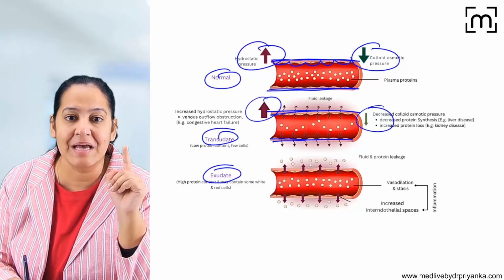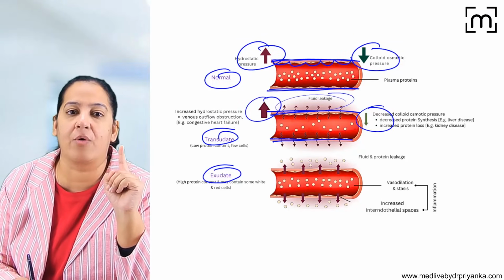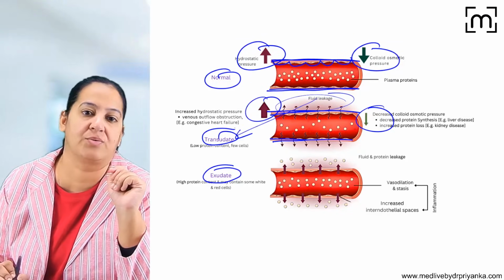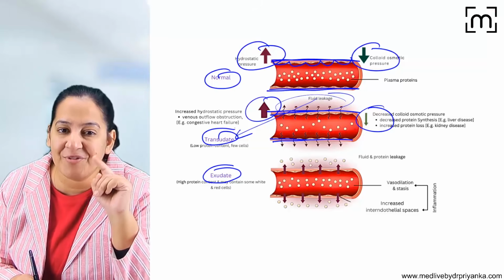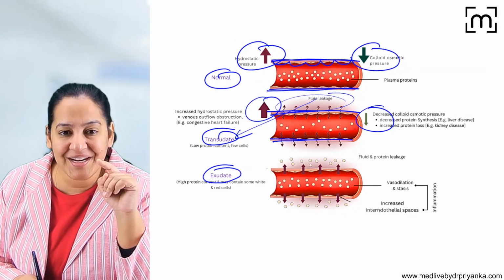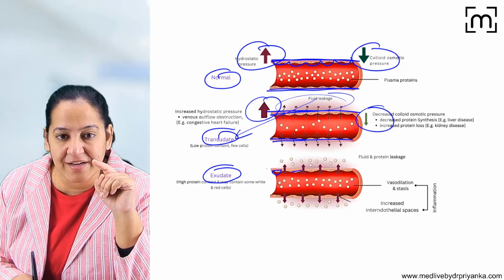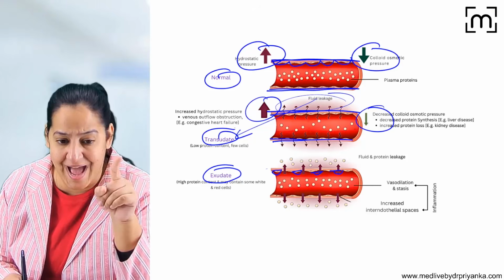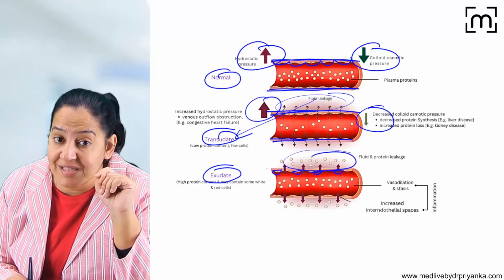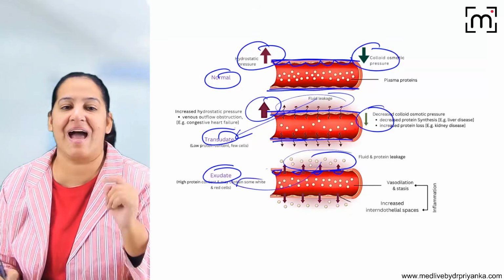So there is an imbalance. You can see only fluid is coming out, and only fluid edema is transudate edema. In the third diagram, appreciate the gap. I want you to appreciate very small gaps. From this gap, the protein and cell are also coming out. So this edema is known as exudate edema.